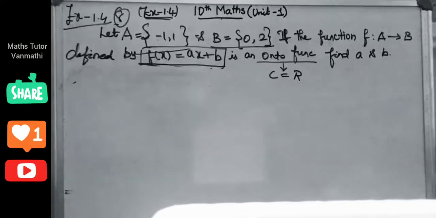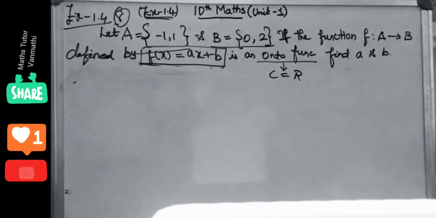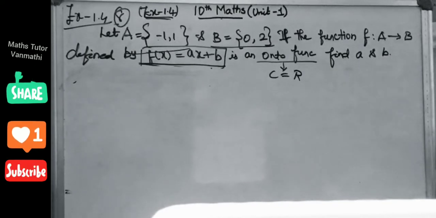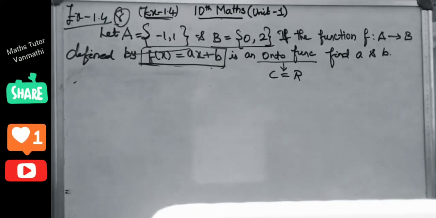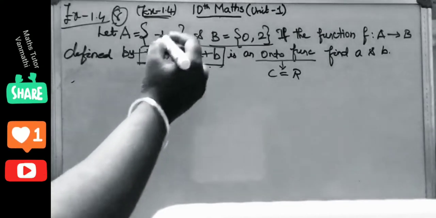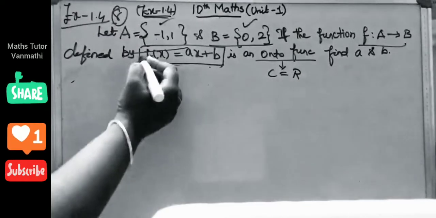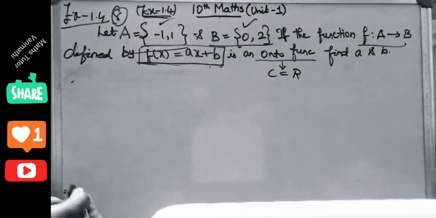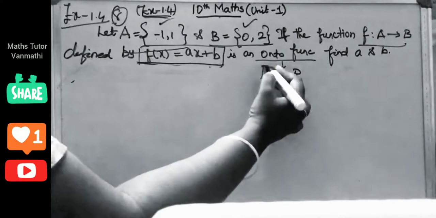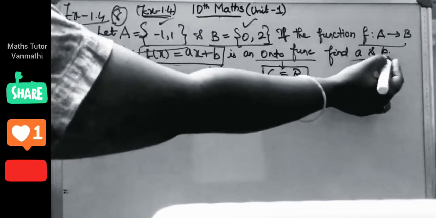We can see that, the eighth problem. Let A be equal to {minus 1, 1} and B be equal to {0, 2}. If the function f from A to B defined by f(x) equal to ax plus b is an onto function, find a and b. This is your given question. They have given set A and set B, and the function is f from A to B, with the condition f(x) equal to ax plus b, and this function is an onto function. Onto function is nothing but codomain and range will be equal. Now we are going to find the values of a and b.